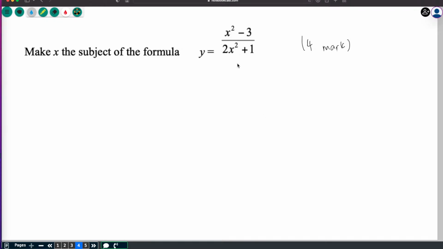So for me, looking at it, I know I want to combine the x terms together, and I can see a strategy to get there. And even if you don't see a strategy straight away, maybe you see this fraction, and you say, that fraction is messy, I want to get rid of it, so I want to multiply both sides by the denominator. So I get y multiplied by 2x squared plus 1 equals x squared take 3. Okay, I've got rid of the fraction.